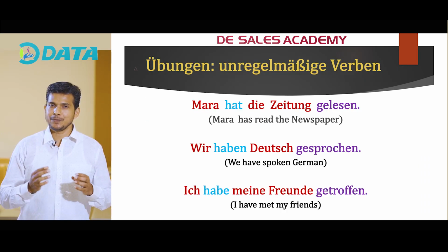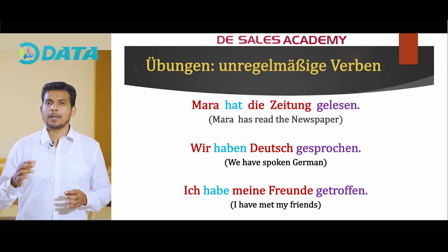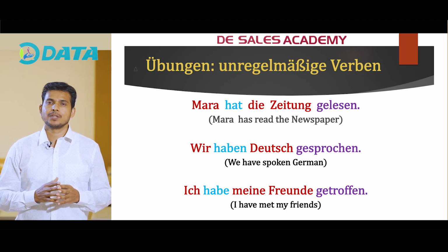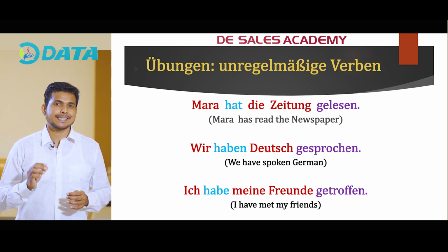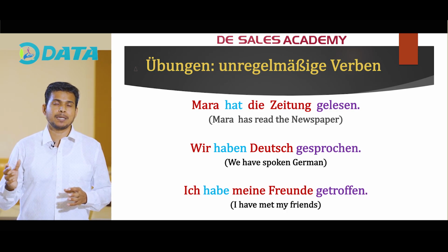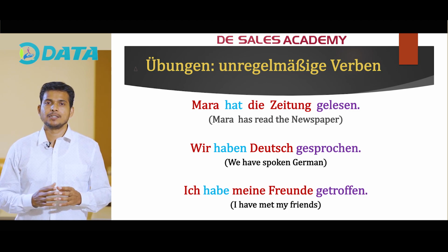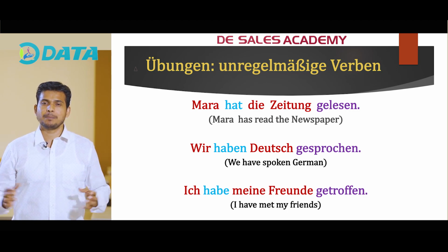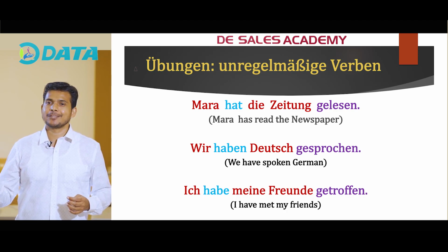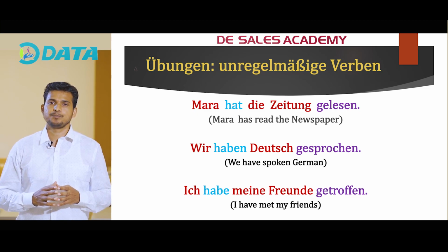We have few examples to be discussed with unregelmäßige Verben as well as their participle zwei form. Mara hat die Zeitung gelesen. Mara has read the newspaper. Wir haben Deutsch gesprochen. We have spoken German. Ich habe meine Freunde getroffen. I have met my friends.